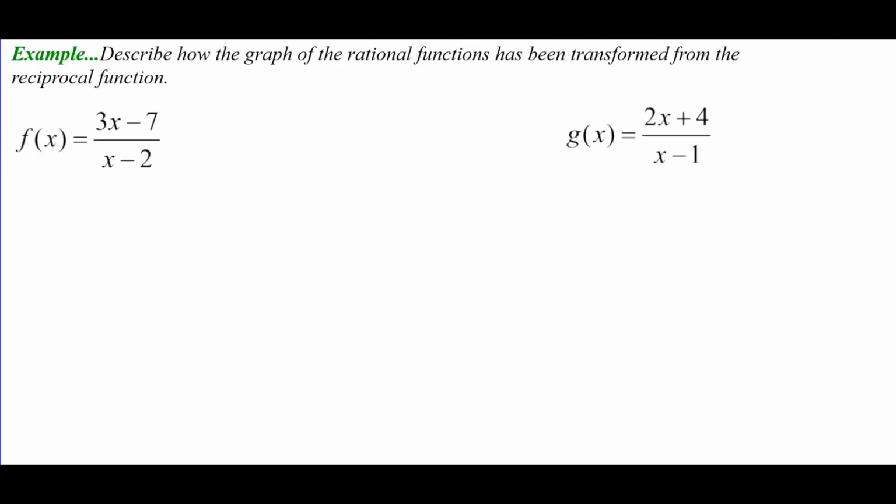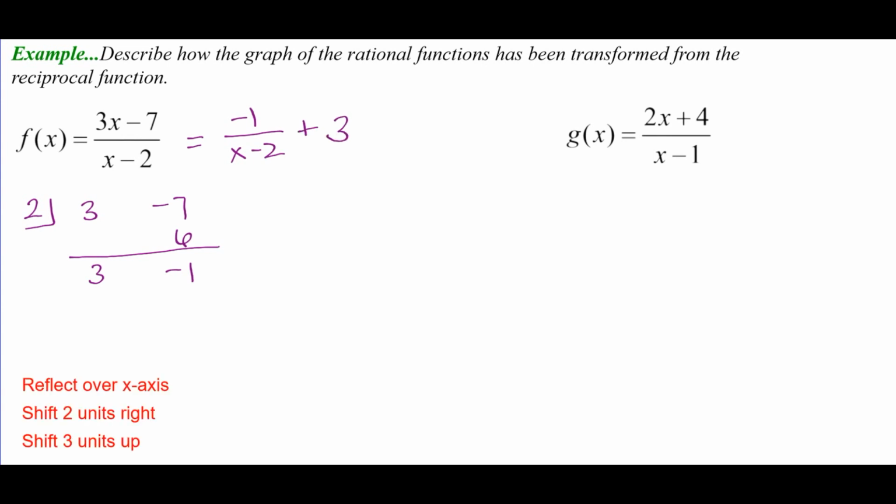Looking at 2 more examples here of these, where you can do polynomial long division if you prefer. I'm going to use synthetic division, so I'm going to rewrite this. So we're going to divide by 2, and my coefficients are going to be 3 and negative 7. So when we bring down the 3, that's going to give me 6 and negative 1. So my remainder is negative 1, so negative 1 over x minus 2, and then plus our quotient of 3.